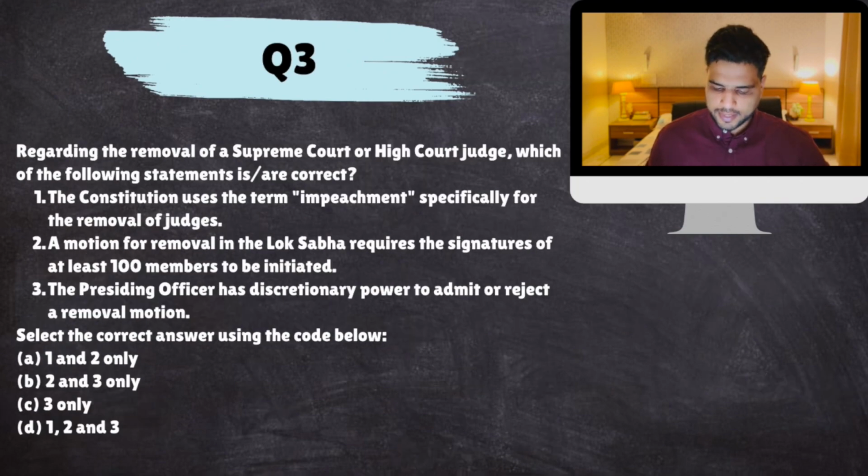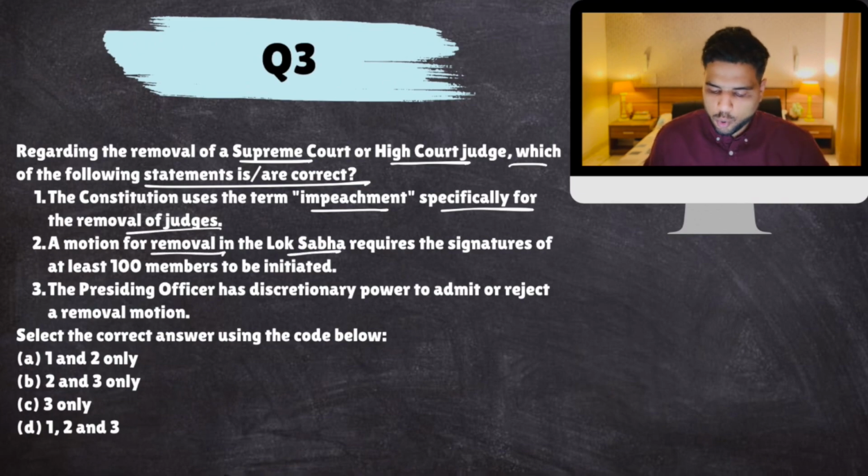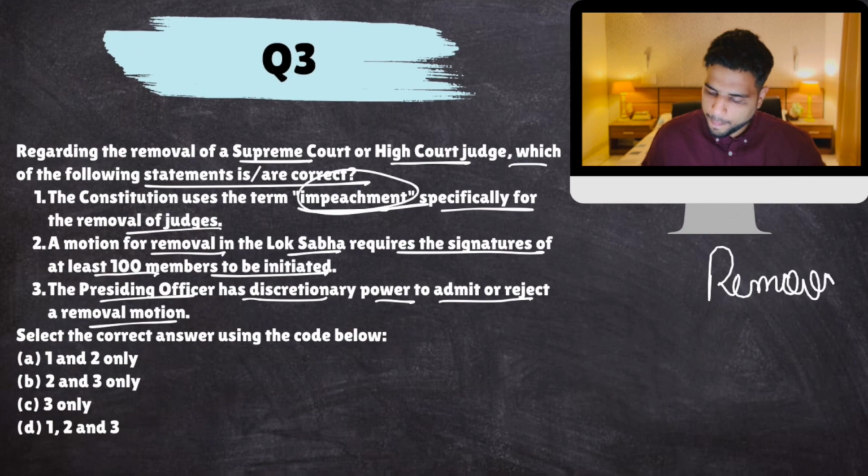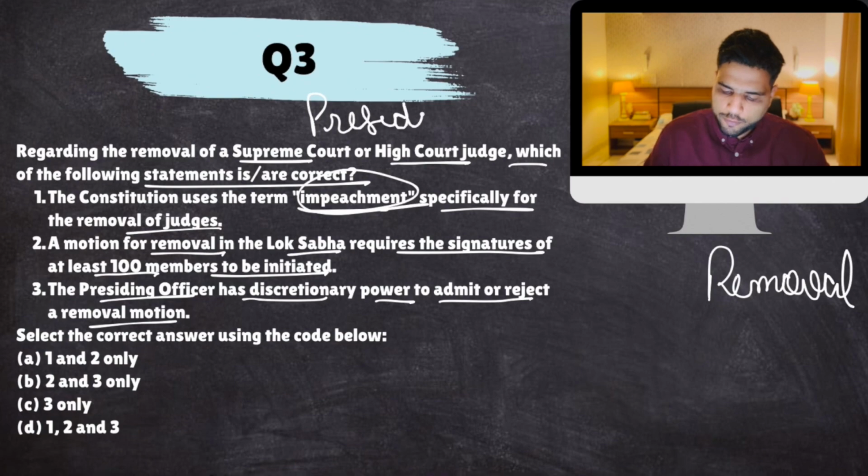Clear? Okay. Next. Regarding the removal of Supreme Court or High Court judge, which of the following statements are correct? The Constitution uses the term impeachment specifically for removal of judges. A motion for removal in the Lok Sabha requires the signatures of at least 100 members to be initiated. The presiding officer has the discretionary power to admit or reject a removal motion. Now remember this. The Constitution does not use the term impeachment for removal of judges. It only uses the term removal. Impeachment is used for the president, not for judges. Though popularly we use this term impeachment, the Constitution uses the term removal. So the first statement is false.